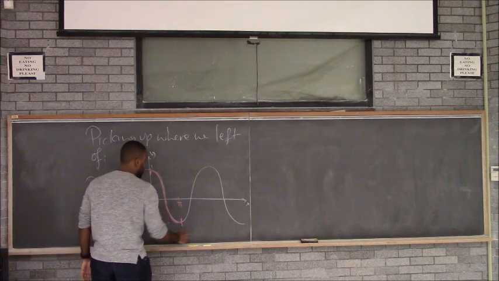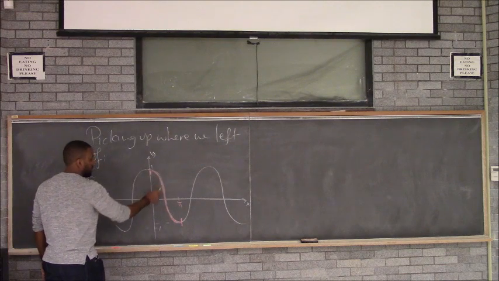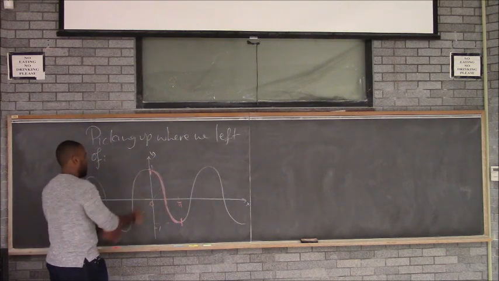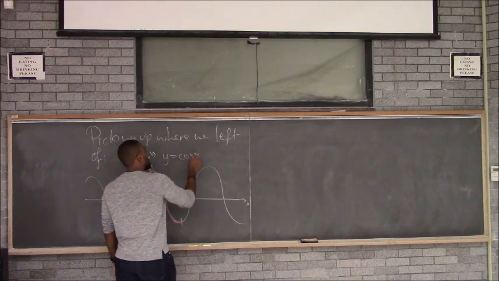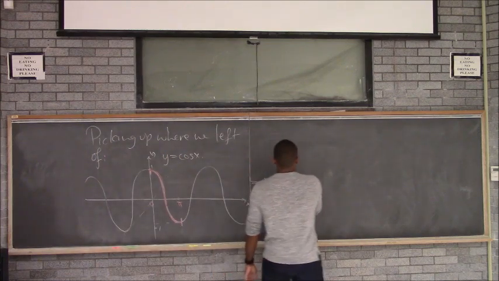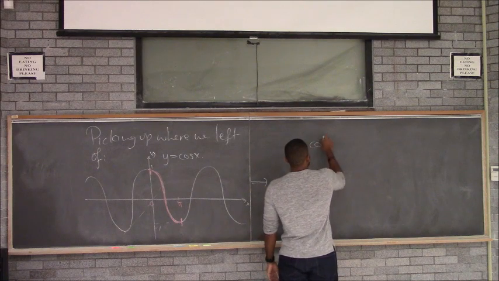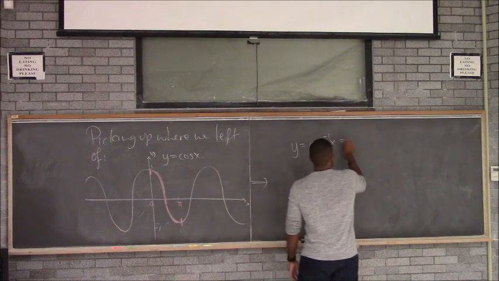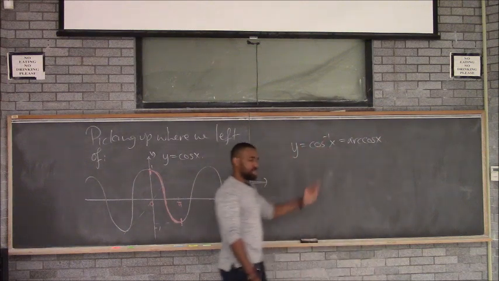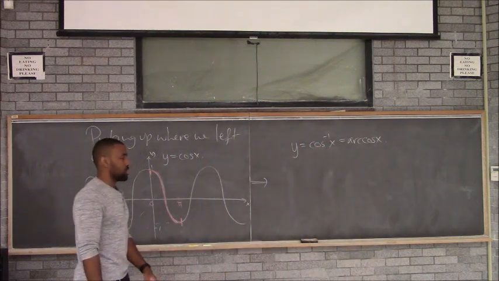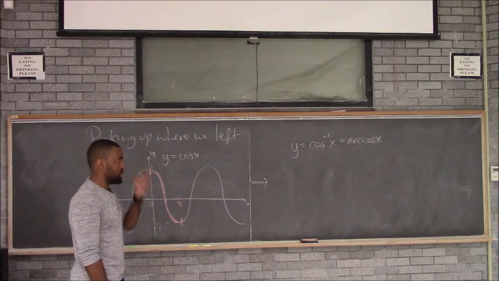What I'm going to do is reflect this in the line y equals x. Flip it. So this is y equals cosine x. This leads to y equals the cosine inverse of x, or sometimes we call that arc cosine. A lot of students always mix up the -1 power with 1 over. It does not mean 1 over. That's just notation for the inverse.